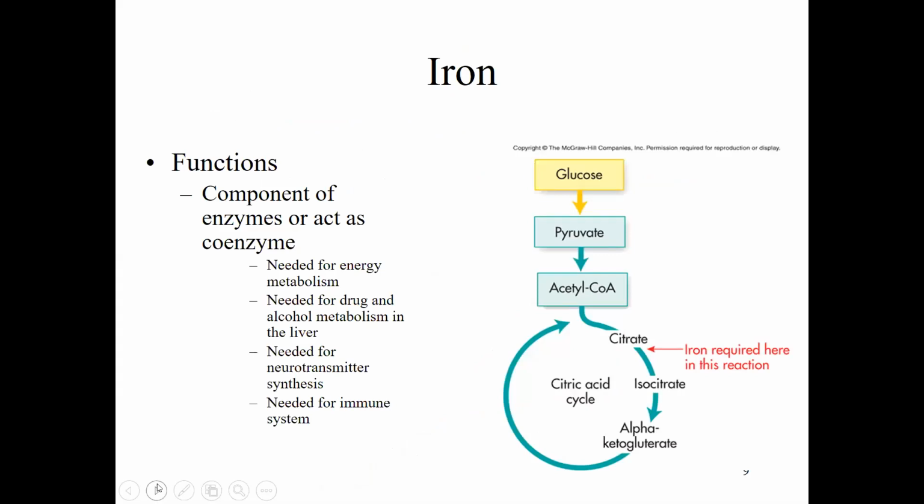Iron's also a component of enzymes and can act as a coenzyme. We need iron in the citric acid cycle, so it's needed for energy metabolism or making ATP. It's also needed for drug and alcohol metabolism in the liver. We use iron to synthesize neurotransmitters, and it's also important for a strong immune system.